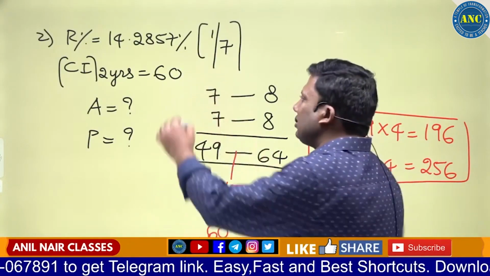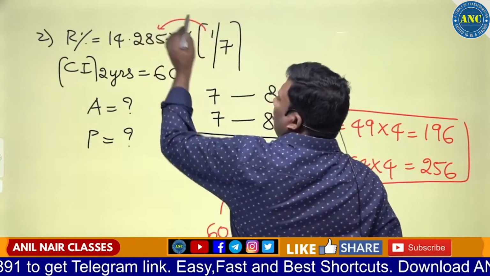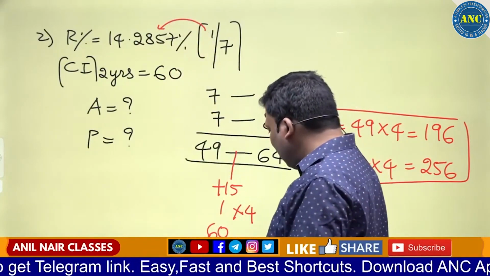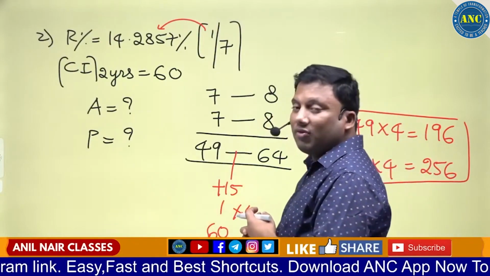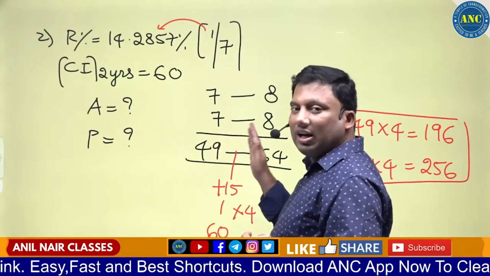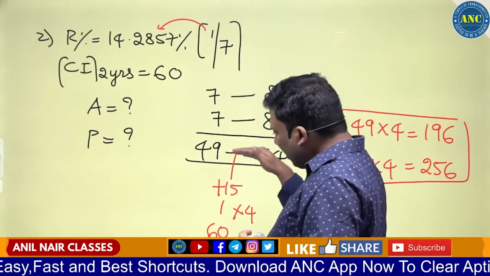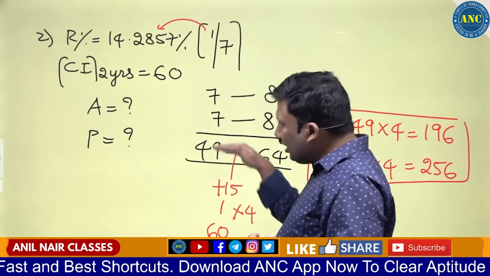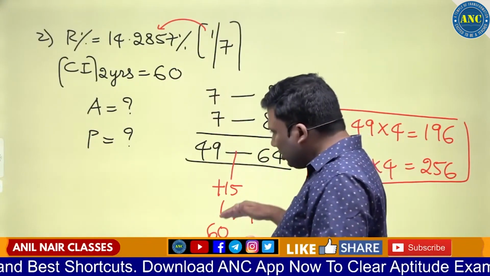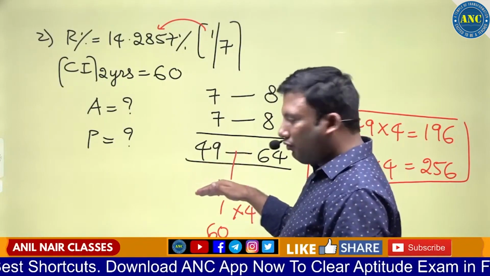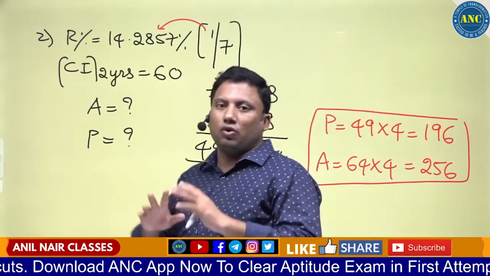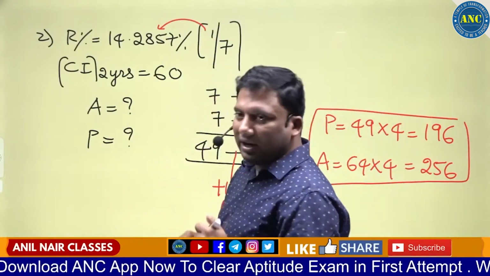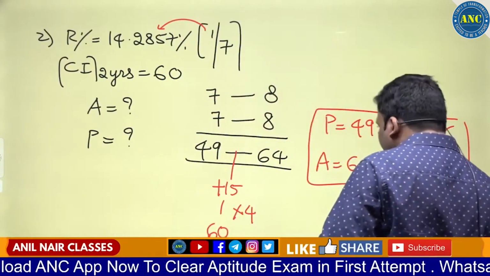14 point, that is the reason we discussed this one. 14.2857 is 1 by 7. 7, 1 increase, 8. 49 is becoming 64. Extra 15. 15 is becoming 60. It is into 4. 49 into 4 and 64 into 4. 196 and 256. Second question based on change. Third question.